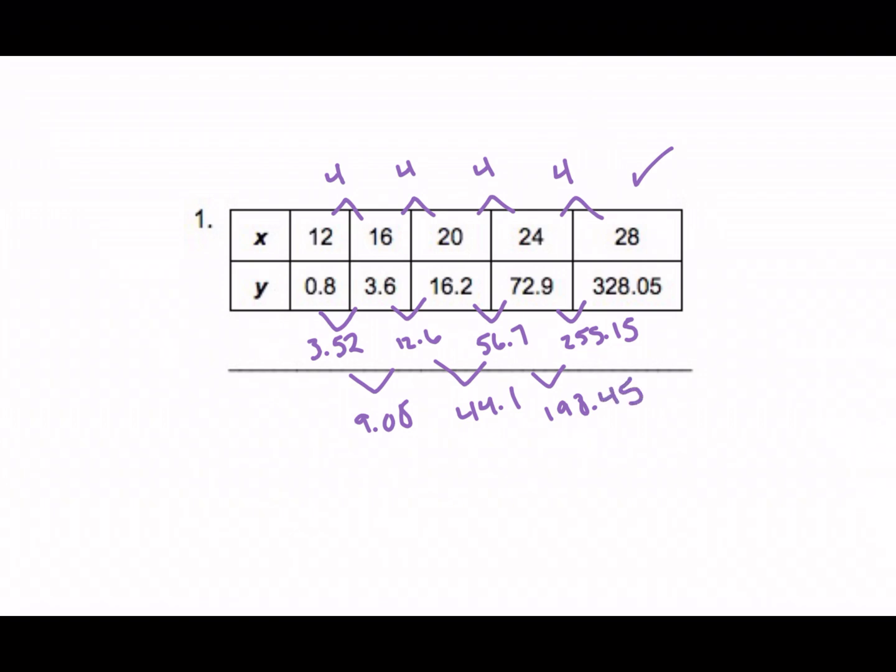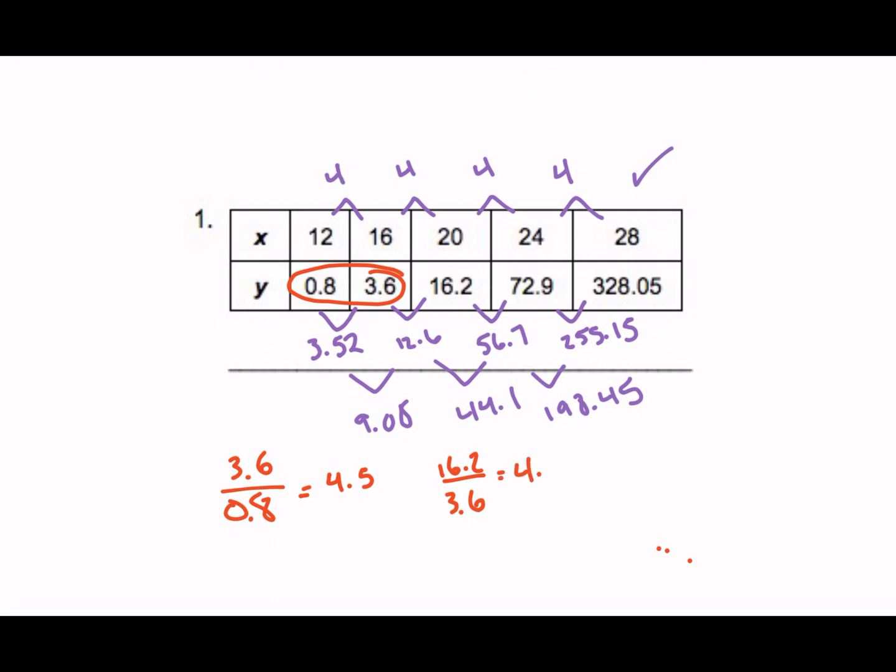Okay, so the ratio of the y values, this is a little bit different. Ratio means we're going to divide them. So I'm going to do 3.6 divided by 0.8. And that gives me 4.5. All right, now let's do 16.2 divided by 3.6. Which gives me 4.5, and then 72.9 divided by 16.2, which gives me 4.5. So notice that they all have the same ratio of 4.5.